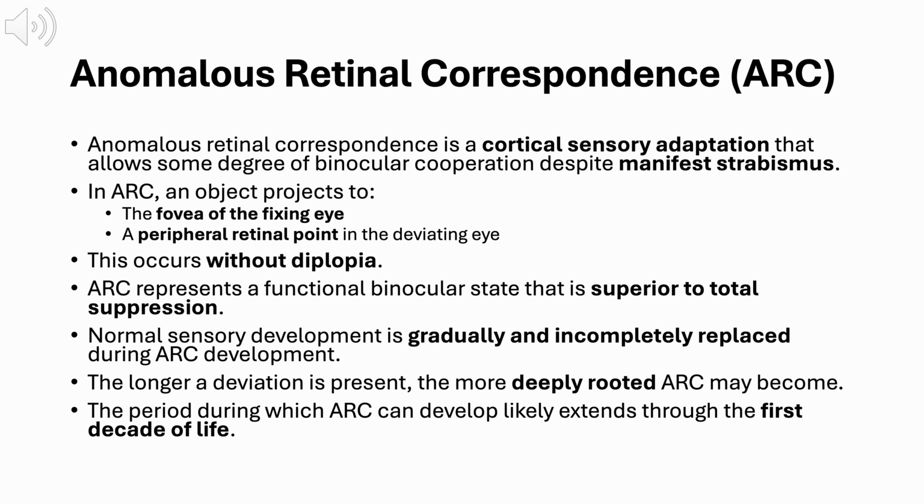ARC doesn't happen all at once. It develops gradually and often incompletely, and the longer a deviation is present, the more deeply ingrained it can become. The window for ARC development likely extends through much of the first decade of life. The key idea is that ARC is the brain choosing cooperation over silence, maintaining single vision by changing the rules of correspondence rather than shutting an eye off entirely.